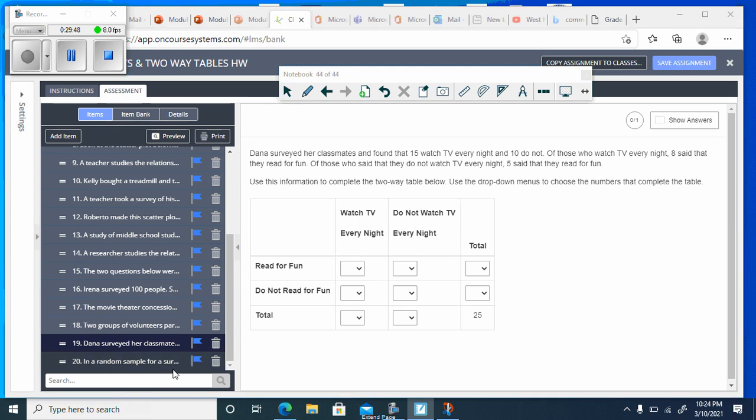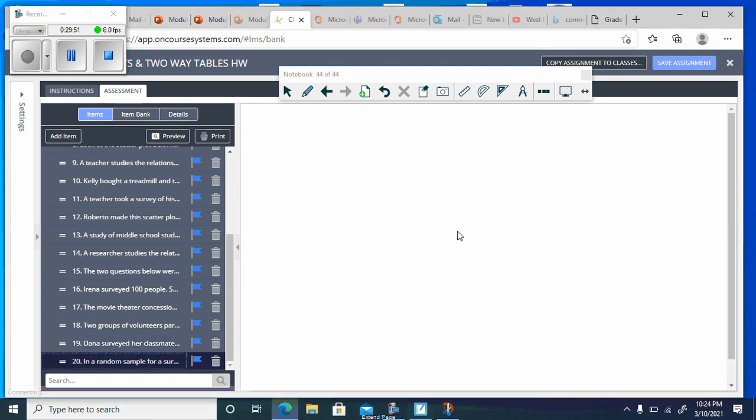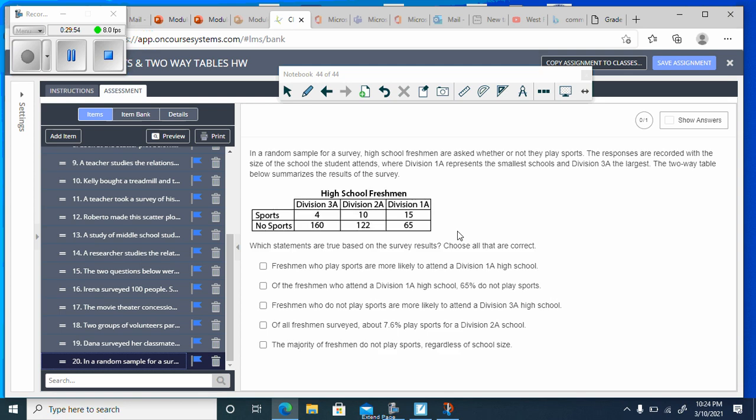And let's do the last one. In a random sample for a survey, high school freshmen were asked whether or not they play sports. The responses are recorded with the size of the school the student attends, Division 3A, Division 2A, Division 1A, whether they play sports or not. Okay. The two-way table summarizes the results. Which statements are true based on the survey results? Choose all that are correct. Freshmen who play sports are more likely to attend Division 1A high school.